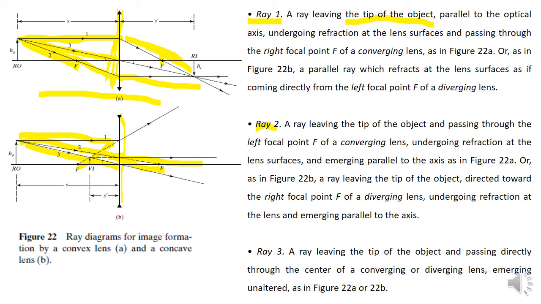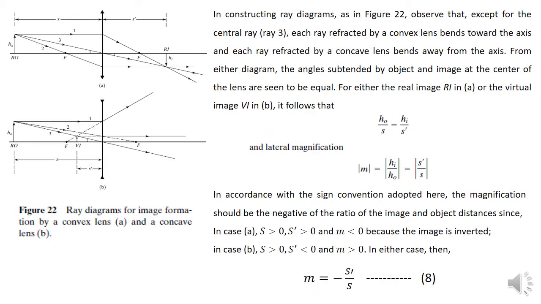while the third ray in both situations, when it is passed through the optical center of the convex or concave lens, it will go straight. There will be no refraction. In constructing ray diagrams, as you can see in these two figures, we observe that except for the central ray, the third one, each ray refracted by a convex lens bends toward the axis, and each ray refracted by a concave lens bends away from the axis, as you can see in both the figures, except for the third ray.